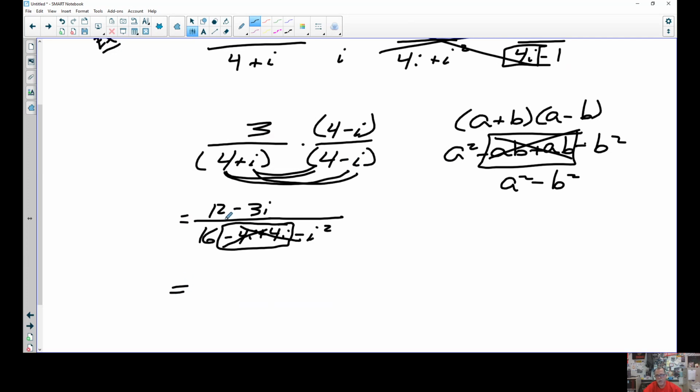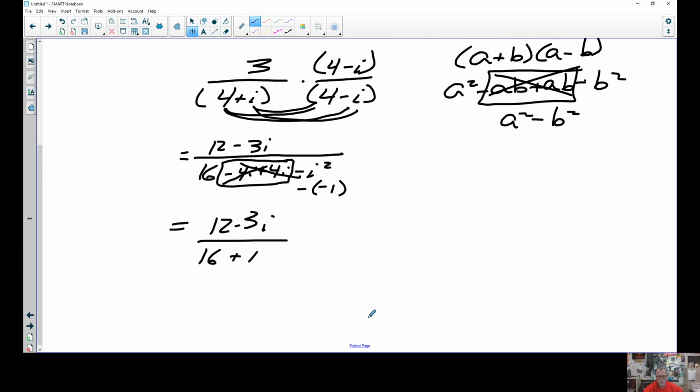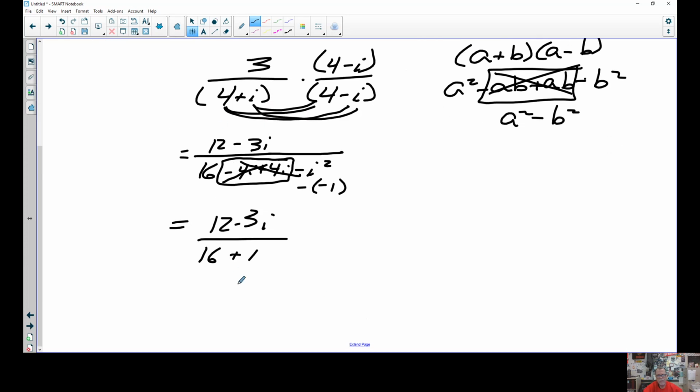So this becomes 12 minus 3i over 16 minus i squared. That's plus 1, because that's minus negative 1. i squared is negative 1. So this is going to become 12 minus 3i all over 17. We've eliminated any i's in the denominator, and we are good to go. That is our solution. Okay?